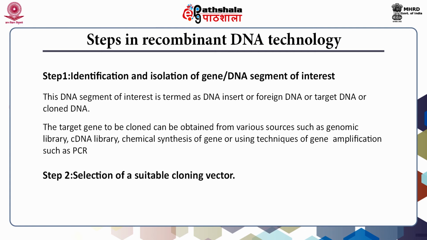Step 2 is selection of a suitable cloning vector. Most commonly used vectors are plasmids or bacteriophages. The size of the gene fragment which is to be cloned often determines the selection of vector.